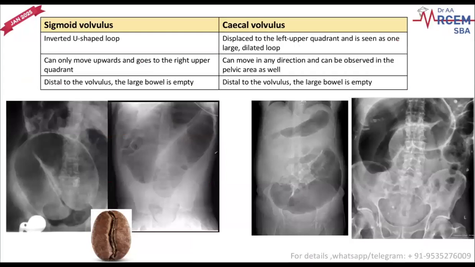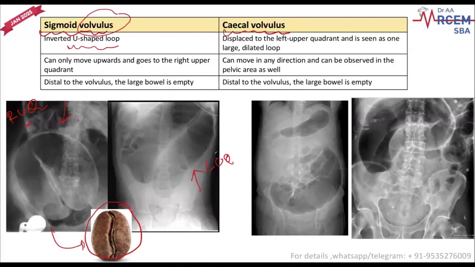One of the causes of large bowel obstruction is volvulus, which we have recently learned. Sigmoid volvulus can be differentiated from a cecal volvulus. Sigmoid volvulus classically takes up a coffee bean appearance. This is also known as a U-shaped bowel loop. The coffee bean appearance resembles quite a bit a coffee bean. Usually it settles in the right upper quadrant, but it can be in the left upper quadrant also, as you can see in this image.